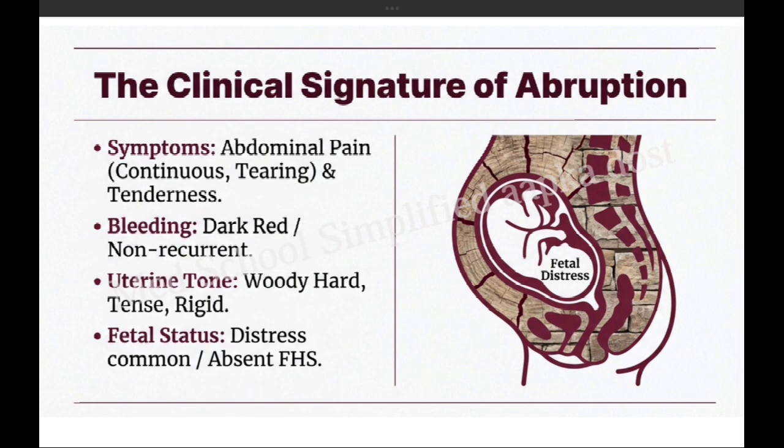Okay, there's fetal distress going on here. The symptoms come with abdominal pain, continuous or tearing, and tenderness present. The bleeding is dark red and non-recurrent. The uterine tone is woody, hard, tense, and rigid. The fetal status is distress, commonly distress, and absent fetal heart sound.